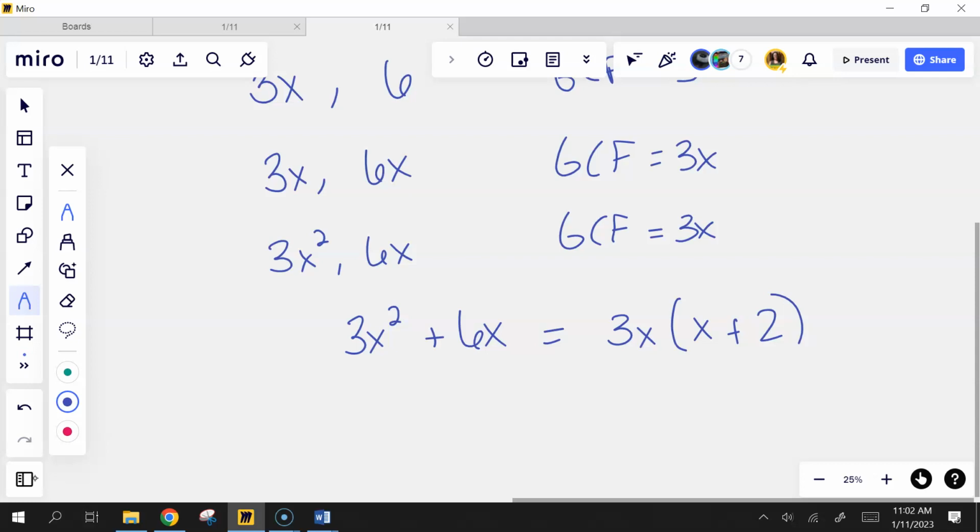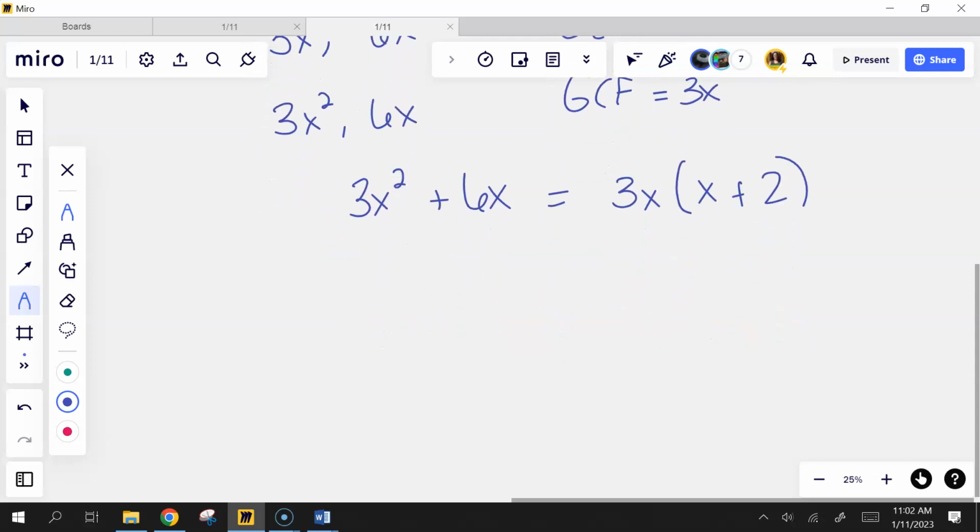This is the most basic form of factoring, and it's factoring out a GCF. That's too easy.